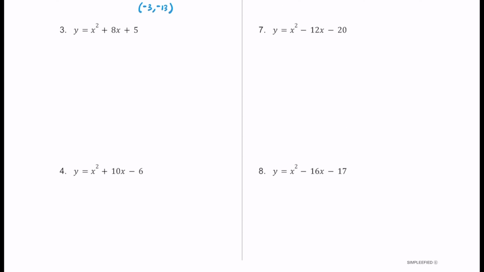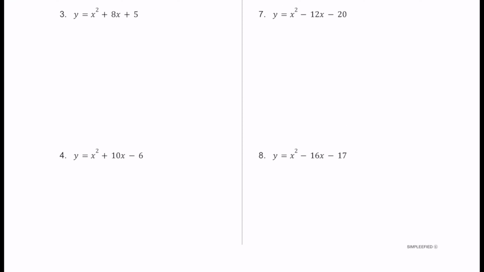For number 3, we have this equation y is equal to x squared plus 8x plus 5. I'm going to copy that down. And just like we said earlier, we're going to group the first two terms, the ones with x values, and space it out so we can actually complete the square. So we have y equals the quantity of x squared plus 8x. Let's leave some room so we can complete the square. And then we have this plus 5.